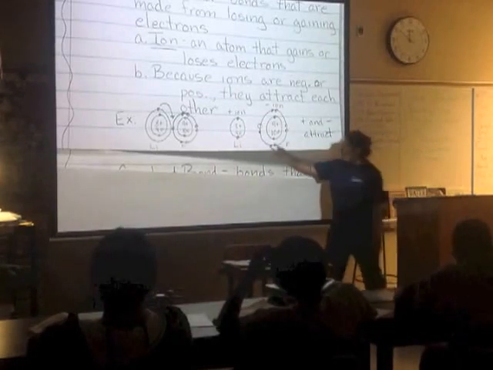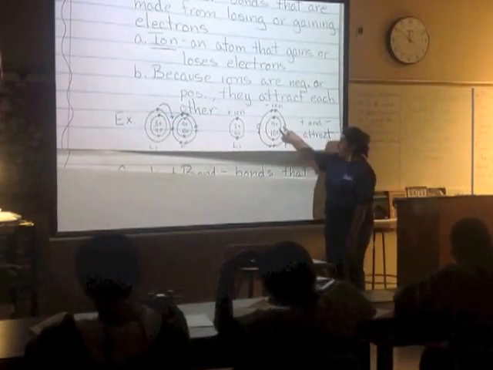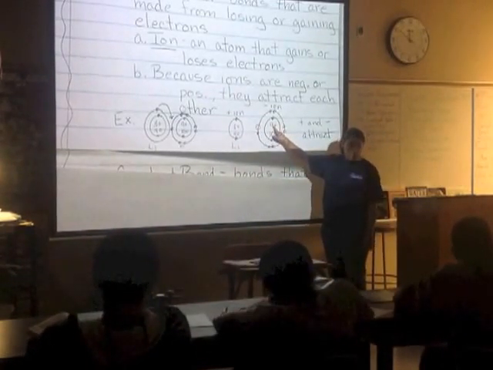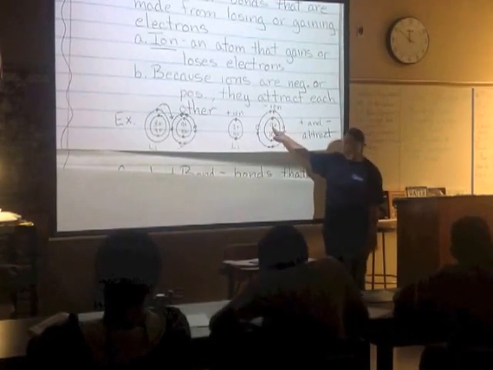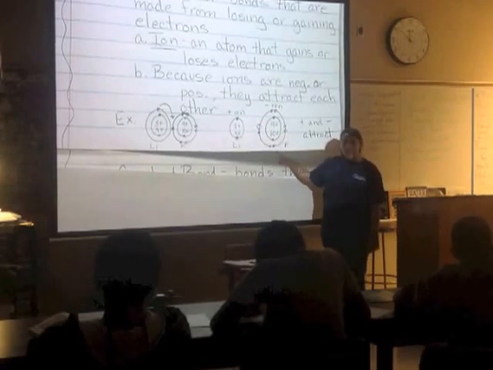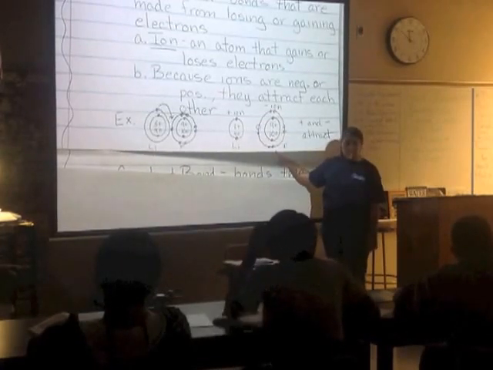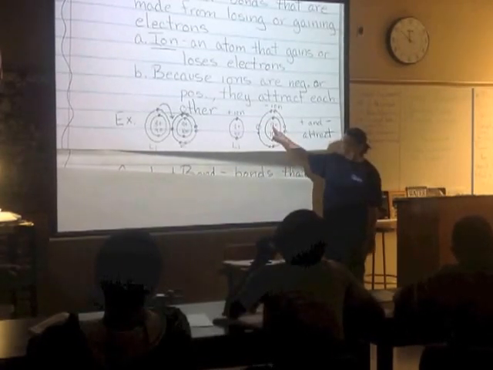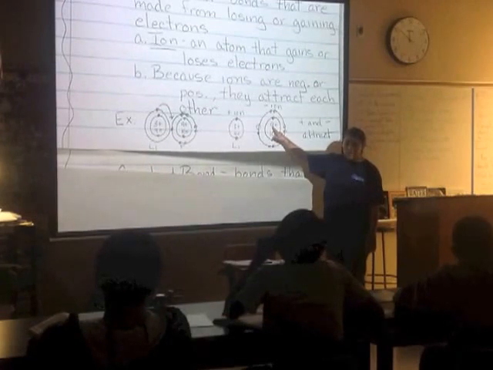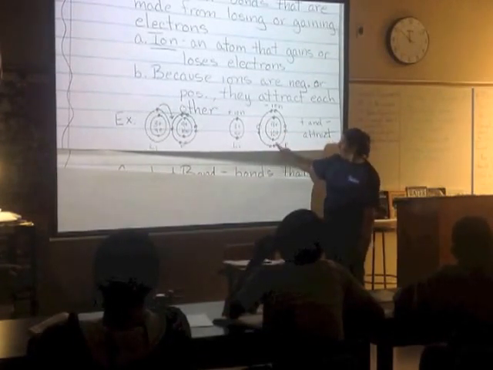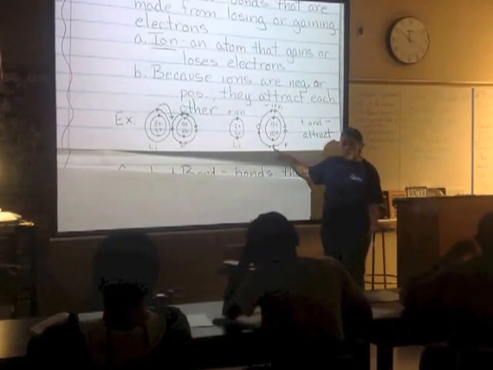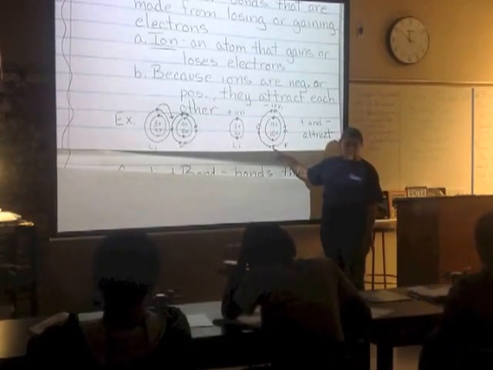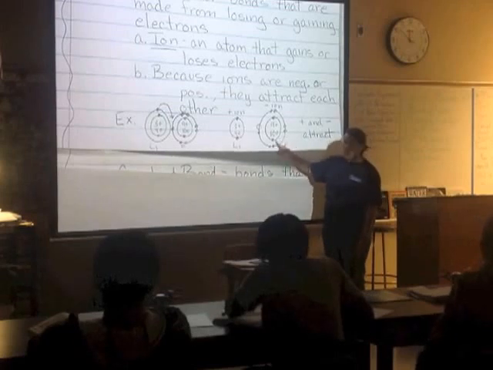For fluorine, if I gain an electron, now I have 9 protons in the middle and 10 electrons on the outside. So positive 9 and negative 10. So negative 10 and a positive 9 gives me a negative 1. That's why this becomes negative.